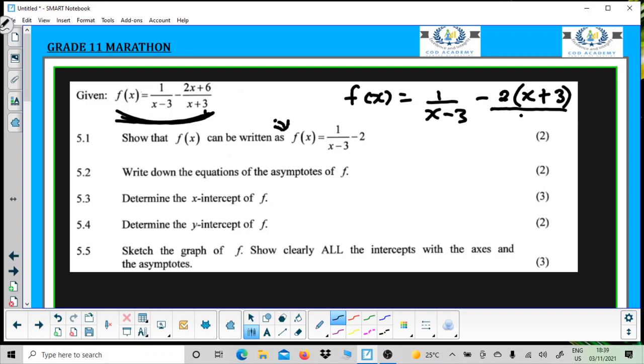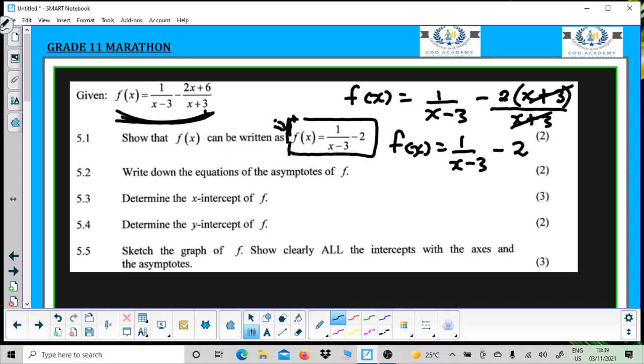Yes, and then at the bottom there is x plus 3. As you are noticing, these two are going to cancel, and the function of x is going to end up as 1 over x minus 3, minus 2. The moment a function is given in this format right here, we can easily see our asymptotes. In fact, they are already asking for the equations of the asymptotes right here for 5.2.